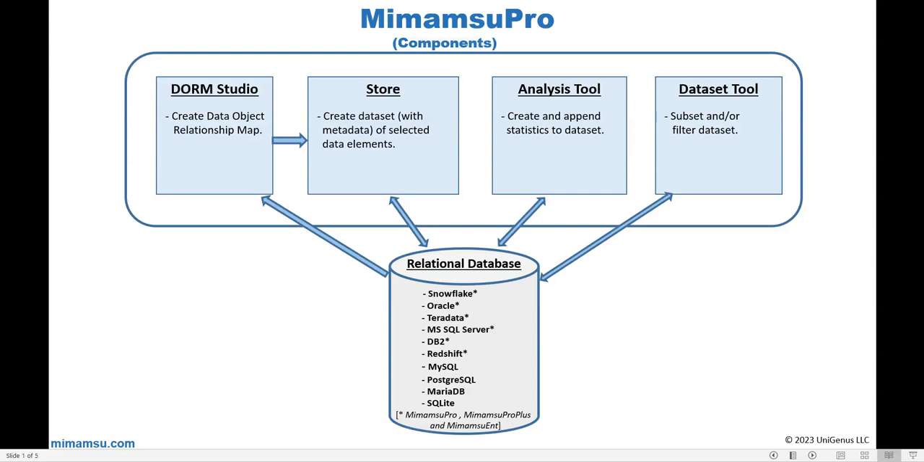MimamsuPro is a desktop application to create a data object relationship map of a relational database, create a data set from the relational database using the map, as well as create and append statistics to the data set and subset or filter the data set. So let's walk through the application with an example.